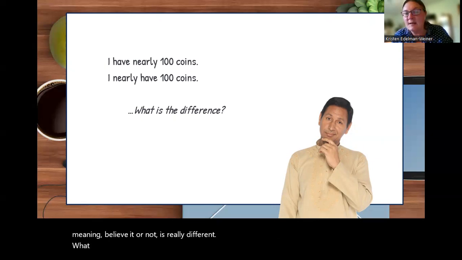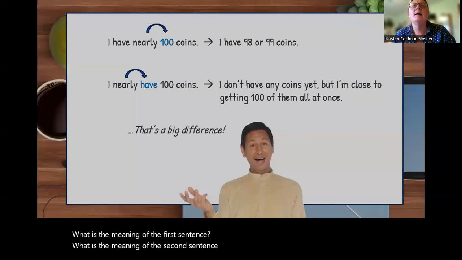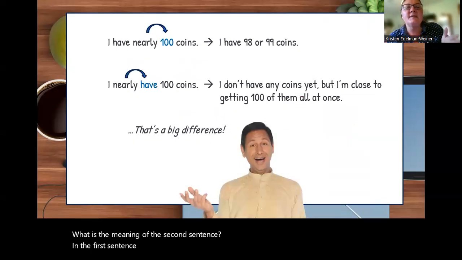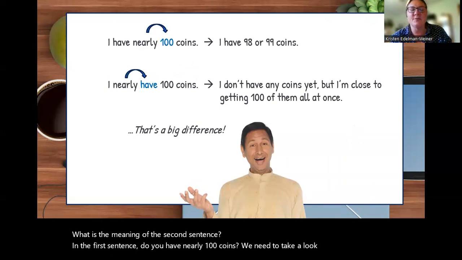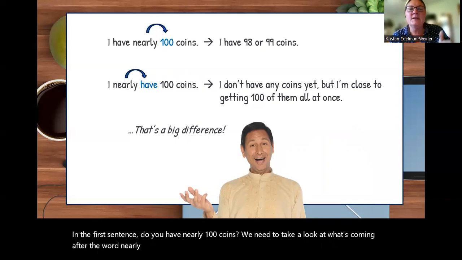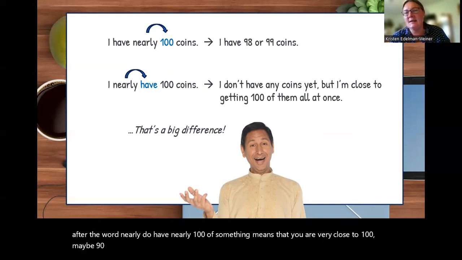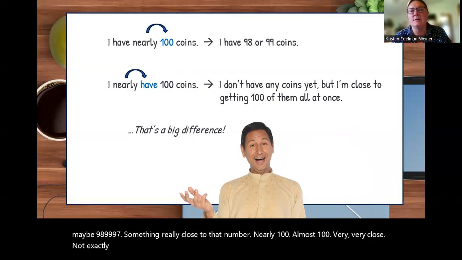What is the meaning of the first sentence? What is the meaning of the second sentence? In the first sentence, to have nearly 100 coins, we need to take a look at what's coming after the word nearly. To have nearly 100 of something means that you are very close to 100, maybe 98, 99, 97, something really close to that number. Nearly 100, almost 100, very, very close. Not exactly, but very close.